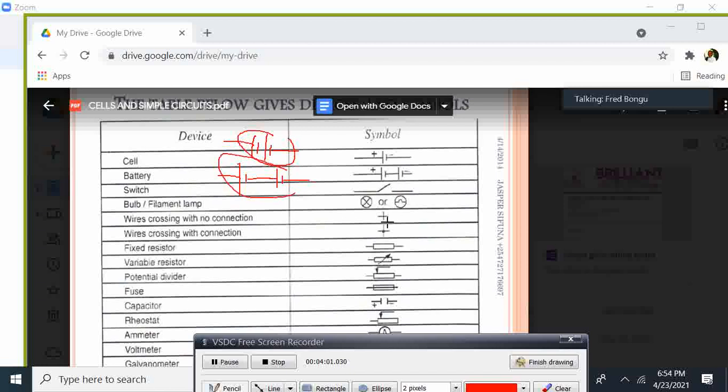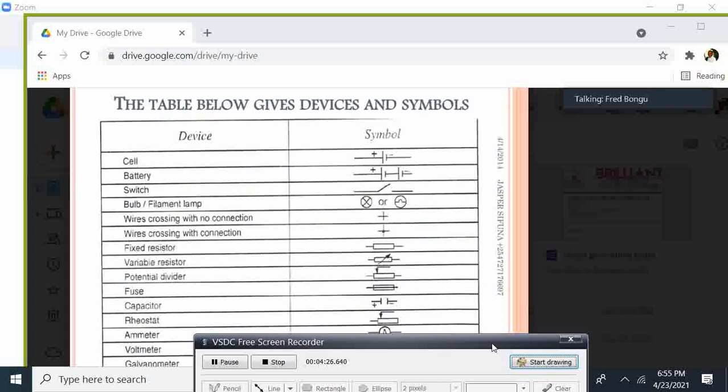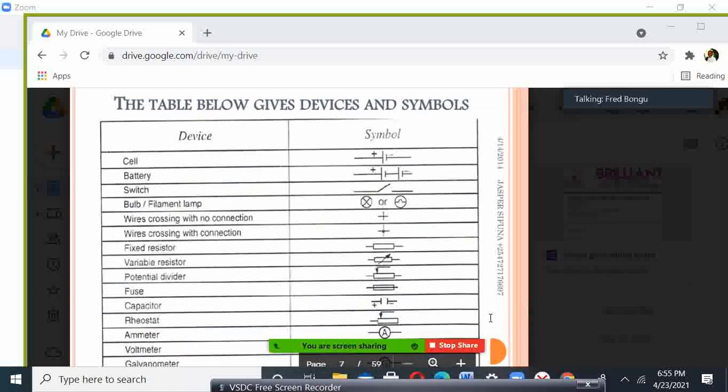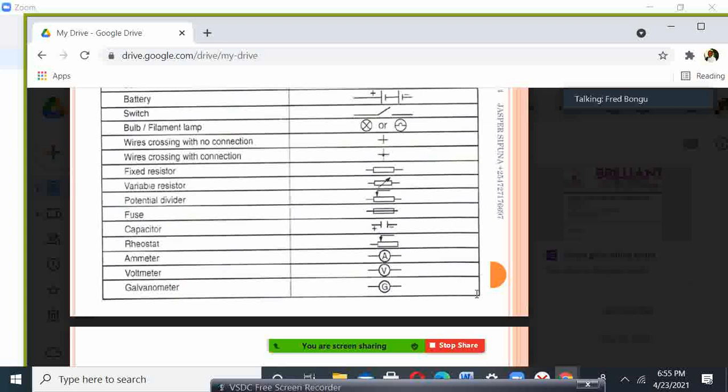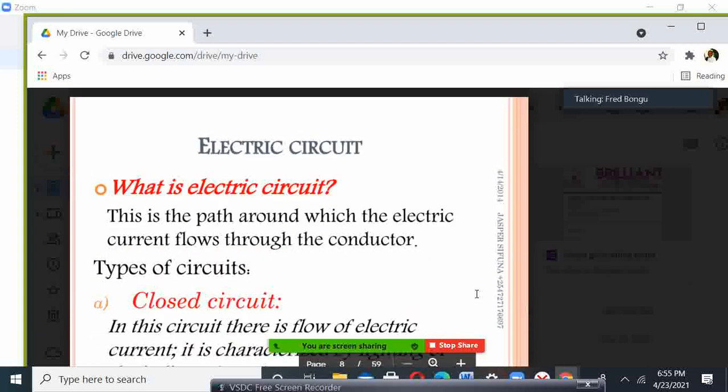This is a switch, a lamp, as I told you, wires crossing with a connector, wires crossing with no connector. It means the two wires are not connected. So that wire will just be drawn using a loop. They are not connected. Then we have a fixed resistor, a variable resistor. We have a fuse, a rheostat. The one I showed you, I told you it was called a potentiometer, which serves the same as a variable resistor. We also have another one called a rheostat. Then we have an ammeter, galvanometer, and a voltmeter. But I'm going to show you how they appear in the pictures.